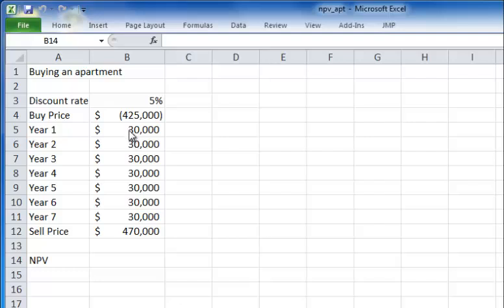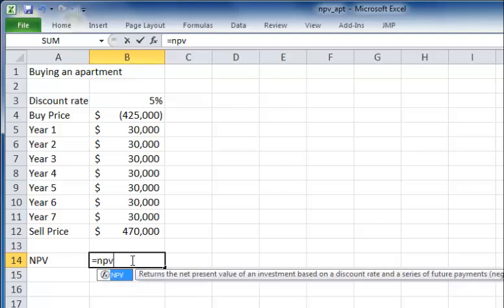The second thing is that NPV does not take into account the initial investment. That is, any cash outflow that happens at time 0. And therefore, we should be careful not to include, in this example, the initial purchase price of this investment. Having said that, the function itself is very straightforward to use.